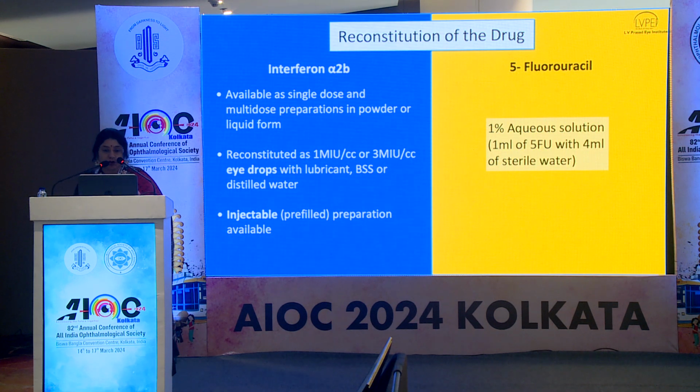So moving on to the reconstitution of the drug, it is fairly simple for both interferon alpha 2B and 5-fluorouracil. Interferon is usually available as 3 million international unit or 5 million international unit pre-filled syringes. From there we reconstitute and make 1 million international unit eye drops using lubricants or distilled water as diluents. Similarly for 5-fluorouracil, it is extremely easy. We make a 1% aqueous solution, 1 ml of 5-FU mixed with 4 ml of sterile water.